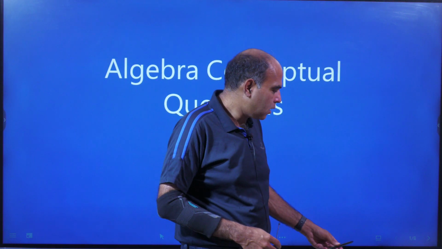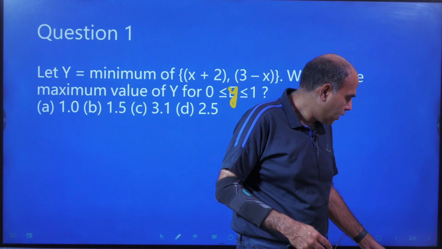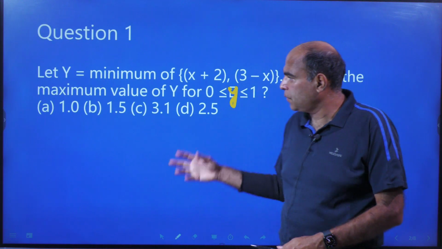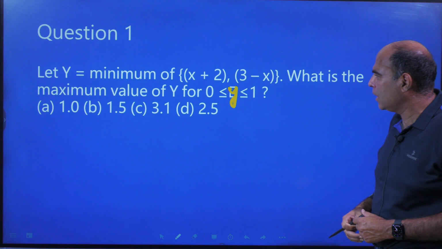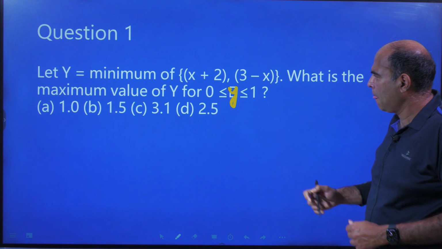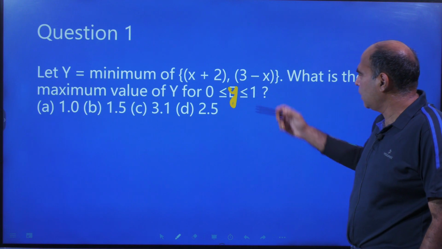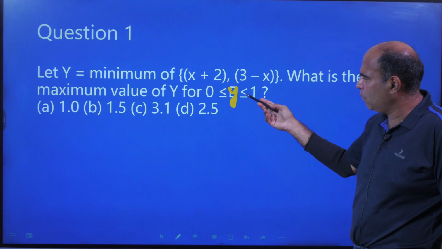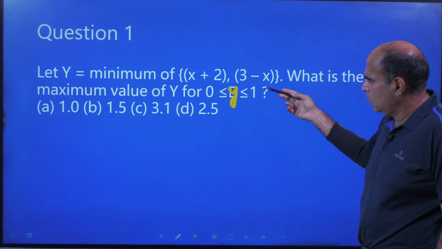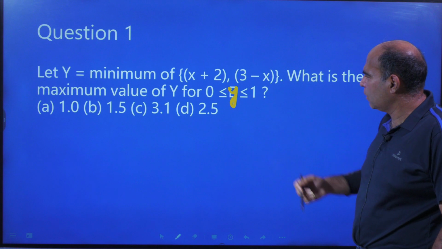So here goes conceptual questions of algebra from my side for today. This is the first question. Let y is equal to minimum of x plus 2 comma 3 minus x. What is the maximum value of y for 0 less than equal to y less than equal to 1?